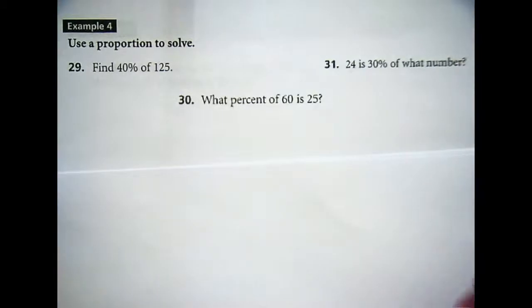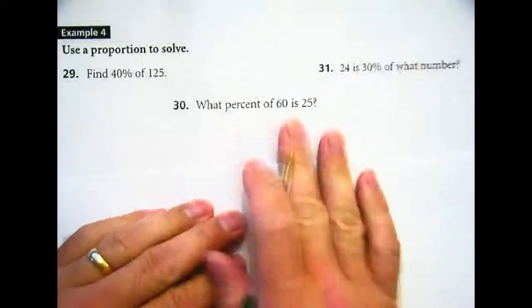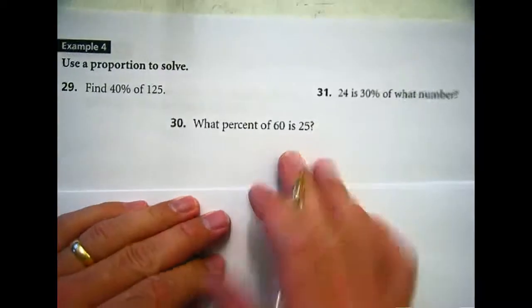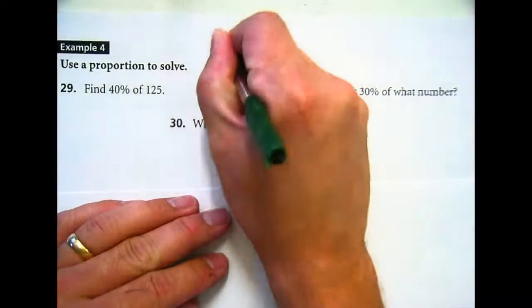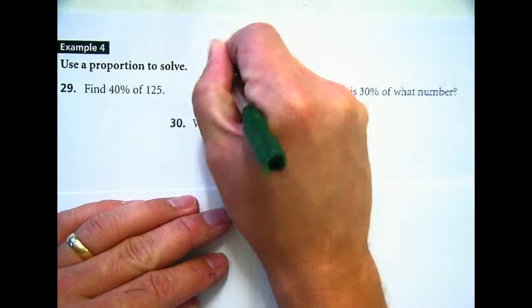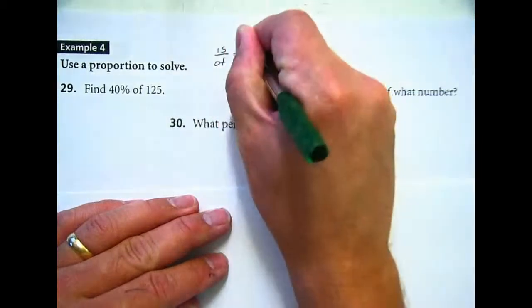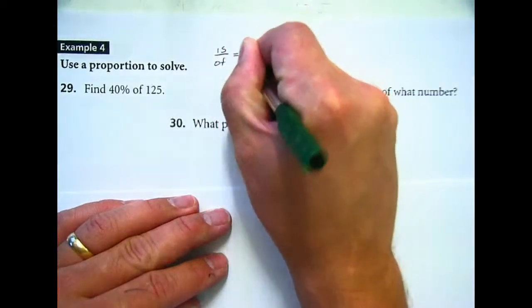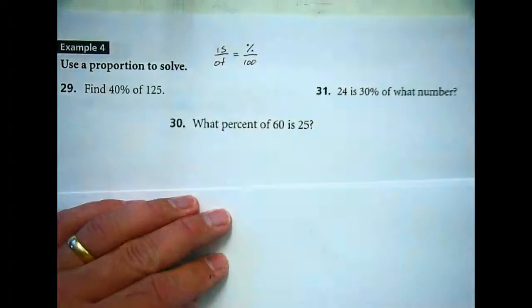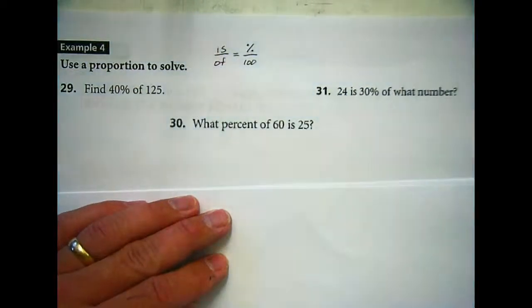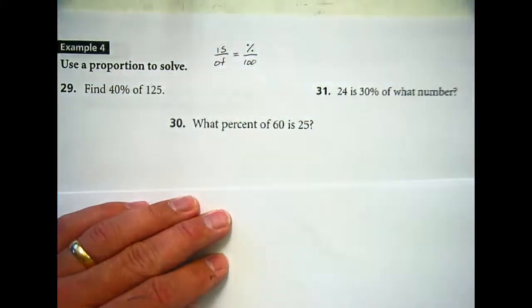So here's how we're going to do this. In order to solve percents, it's a lot easier if you're able to use proportions. And the proportion that should always come to mind anytime you're solving percents is called is over of equals percent over 100. Now, how many have heard of that proportion before? About a quarter of you. All right, is over of equals percent over 100.